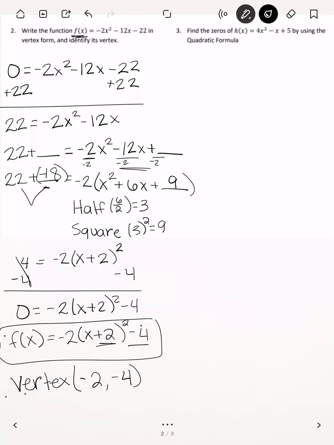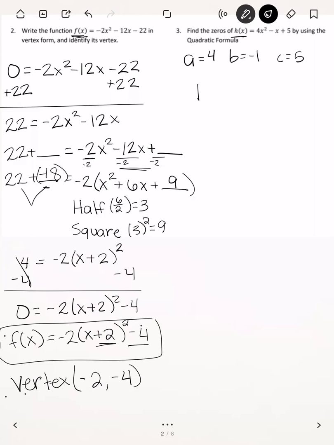Number 3, on yours, it would be number 18. Sorry, my numbers are a little out of order. It says, find the zeros of h of x equals 4x squared minus x plus 5 by using the quadratic formula. Okay, so first I need to identify my a, which is 4, my b, which is -1, and my c, which is 5. Also, I don't have to worry about that h of x. Everything's on one side, so I'm good. I can just jump right into it.